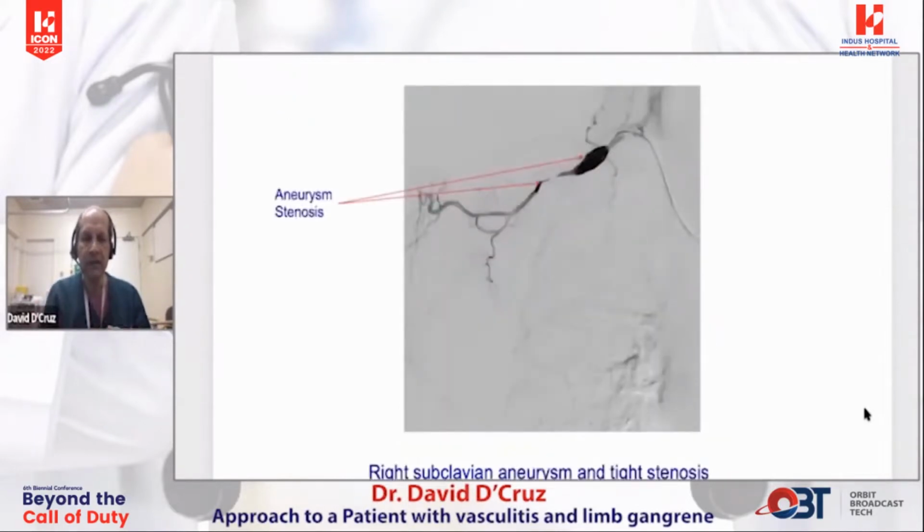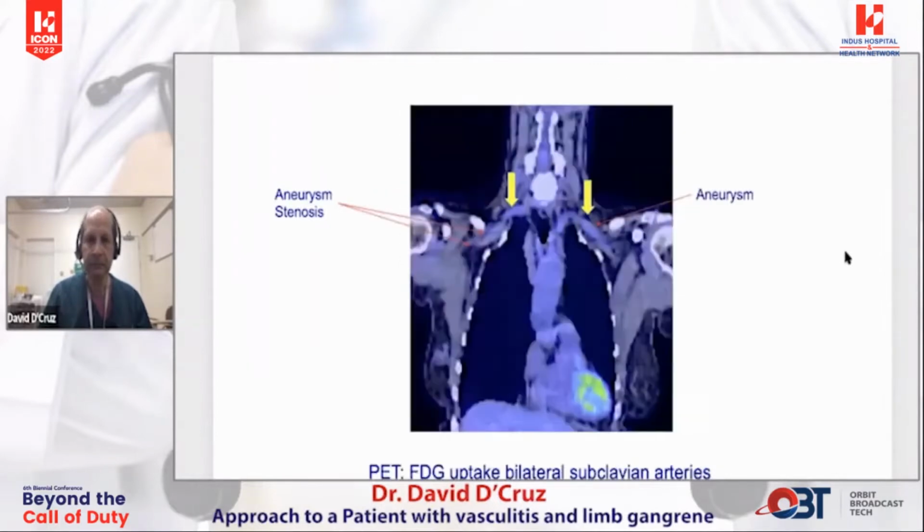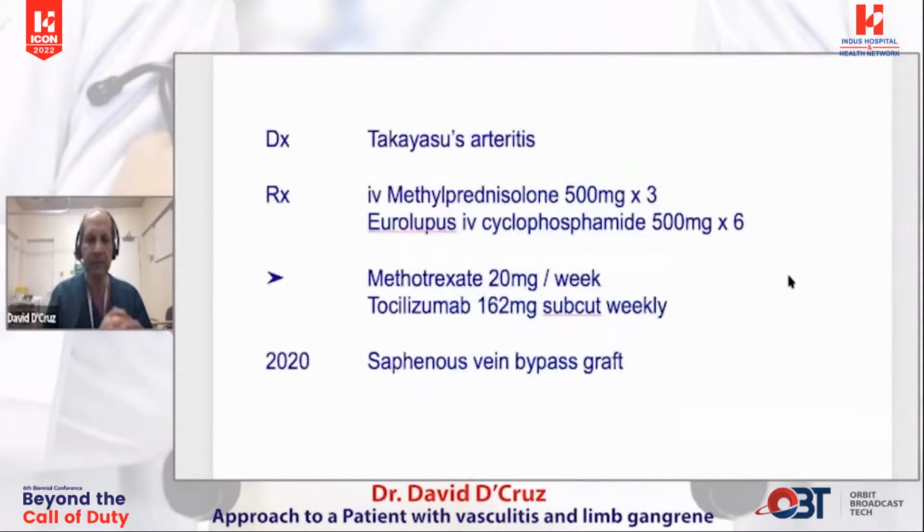She had a formal angiogram, which you can see here, which showed a right subclavian artery aneurysm and a very tight stenosis distal to that aneurysm. She underwent a PET scan, and you can see here that there was uptake in both subclavian arteries. There were aneurysms on both subclavians, both of which showed FDG uptake. So the diagnosis was that of Takayasu's arteritis.